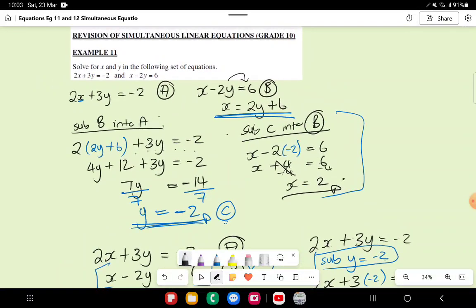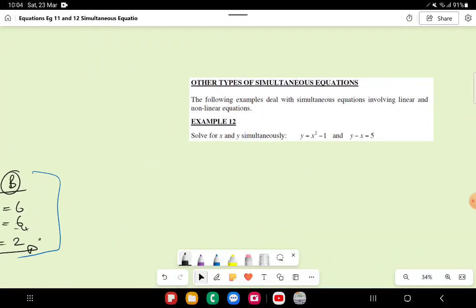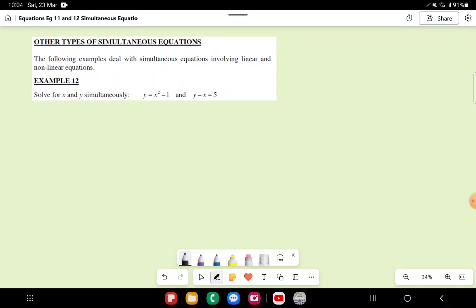That's example 11, linear and linear. Write everything in terms of one variable, substitute it into the second formula, calculate that variable, substitute it into one of the two formulas, calculate the second variable. Let's look at example 12.